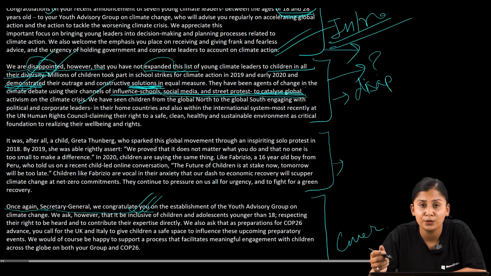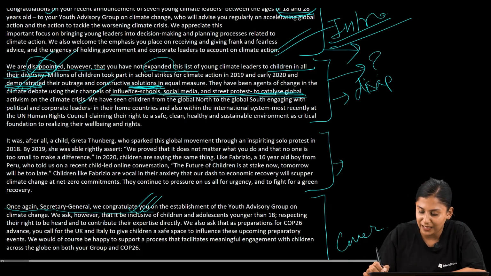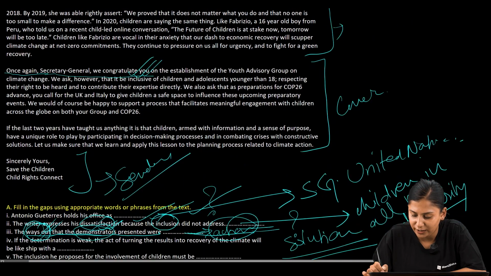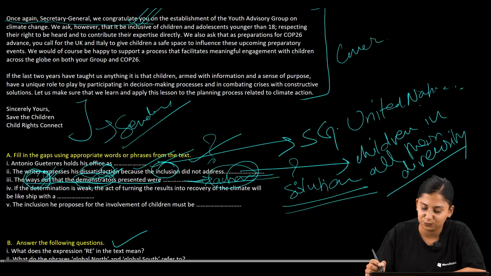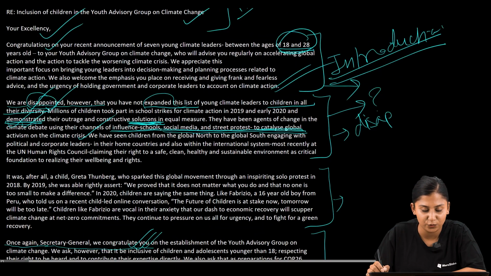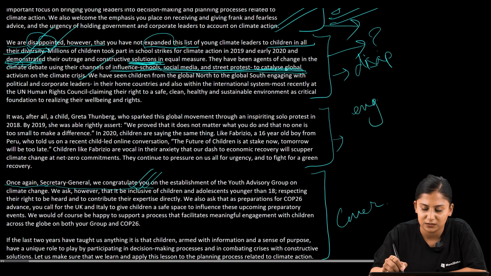So we are supposed to figure out the actions that the demonstrator presented. Now let us read the question again. The ways out that the demonstrators presented were, what were the ways out? So the ways out were, number 1, the engagement in street protest.